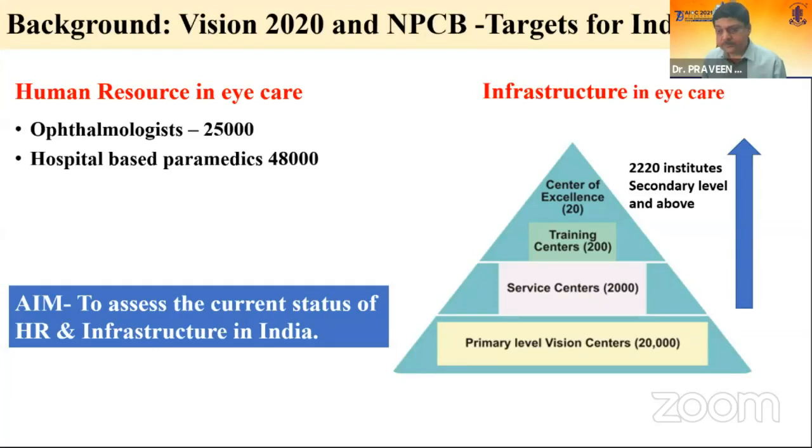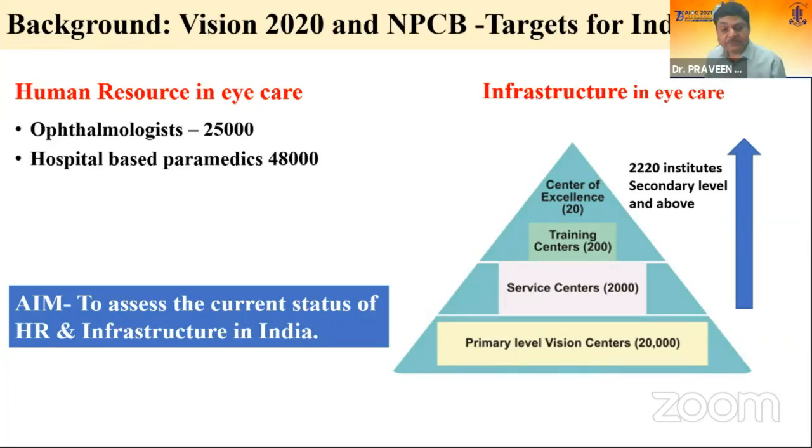Vision 2020 Right to Sight was started in 2004, and at that time it was decided that we would achieve a goal of 25,000 ophthalmologists by the year 2020. Besides this, hospital-based paramedics, mainly optometrists and ophthalmic assistants, 48,000. And for infrastructure, secondary and tertiary level service around 2,220 institutes in the country by the year 2020.